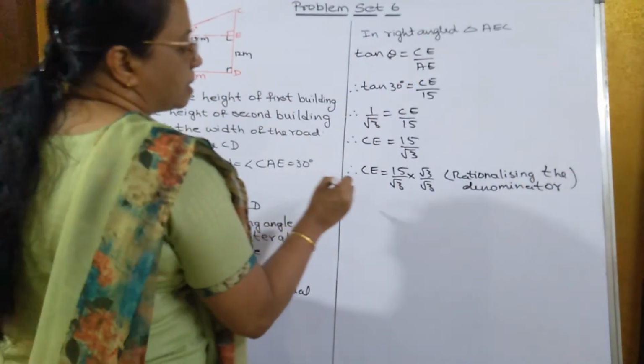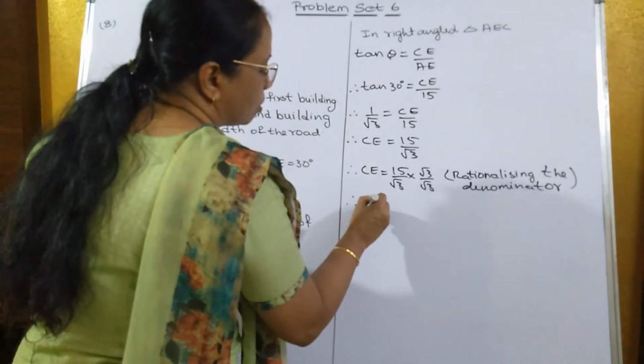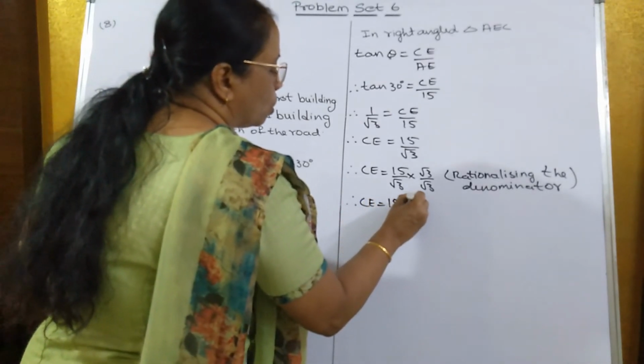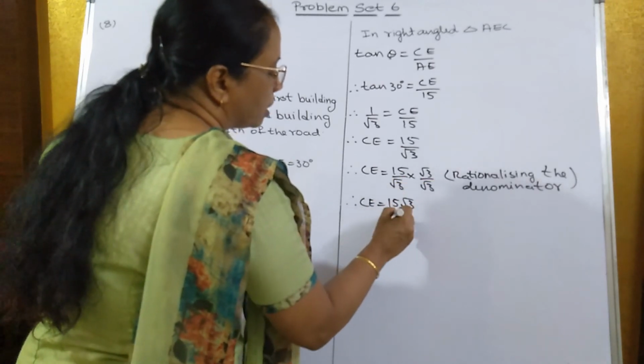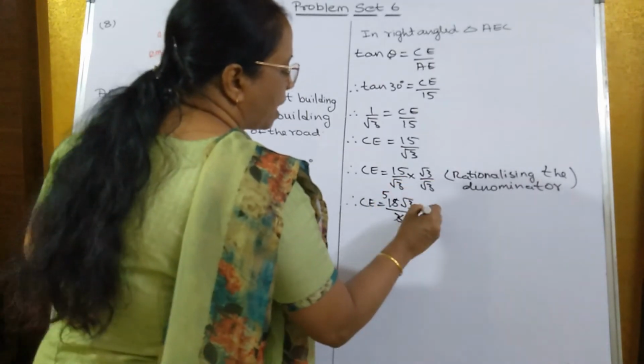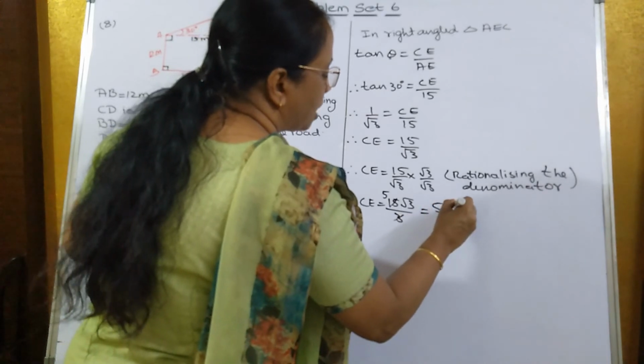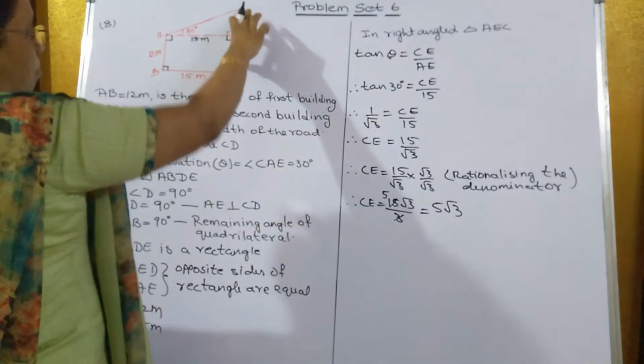So rationalizing the denominator, therefore CE is equal to how much? 15 root 3 upon root 3 into root 3. Root 3 into root 3 is 3, so this will be 5. So the CE we have got is 5 root 3.